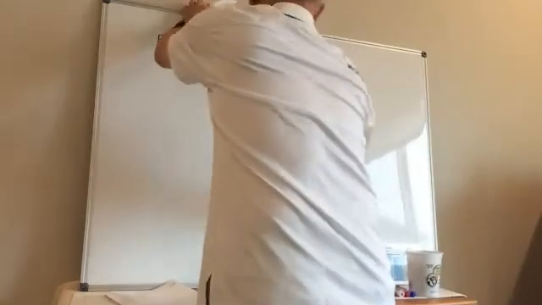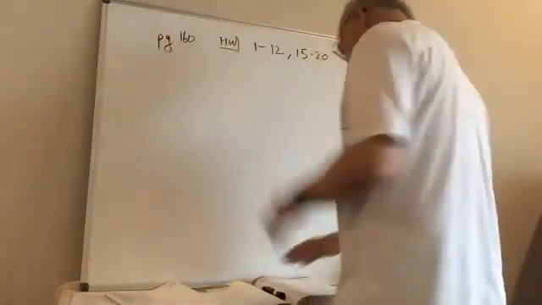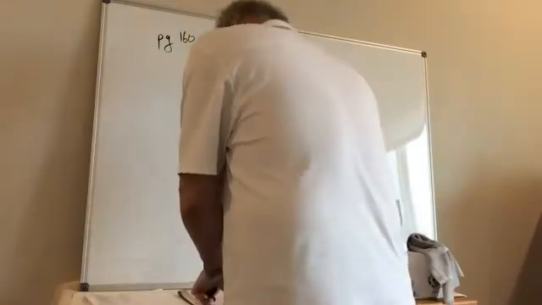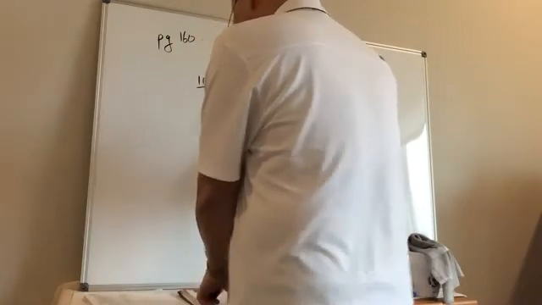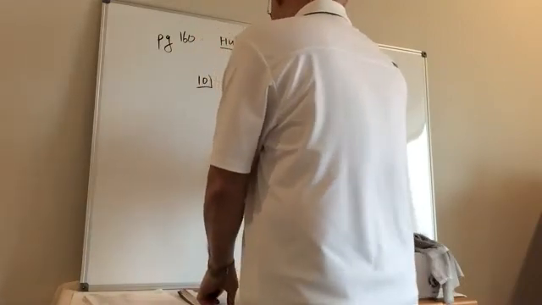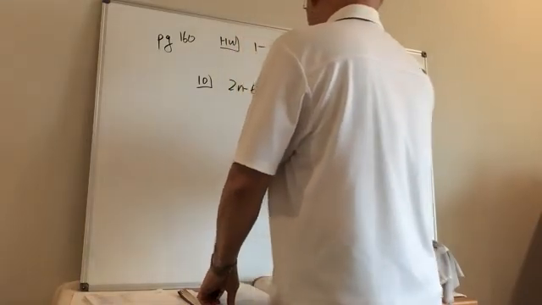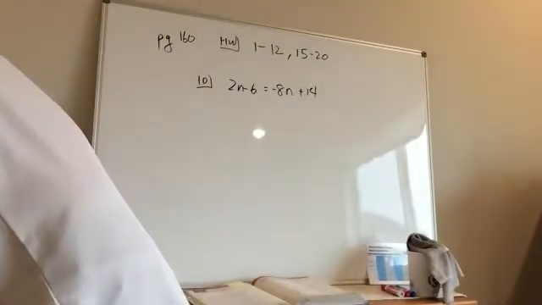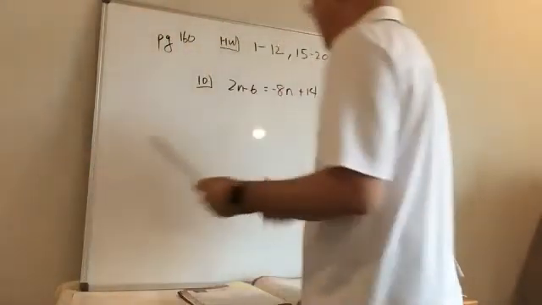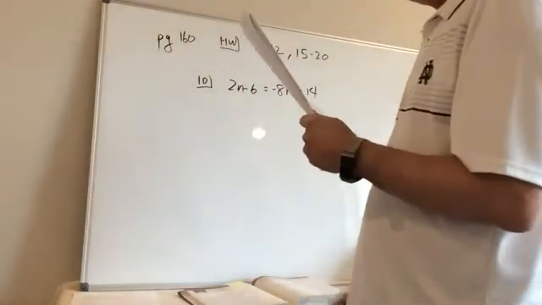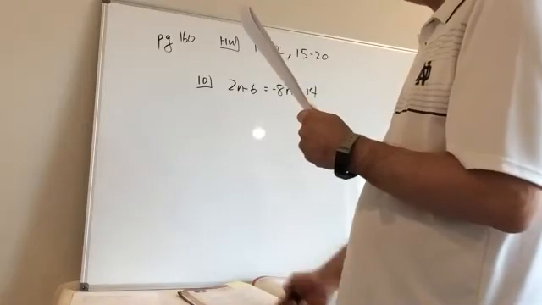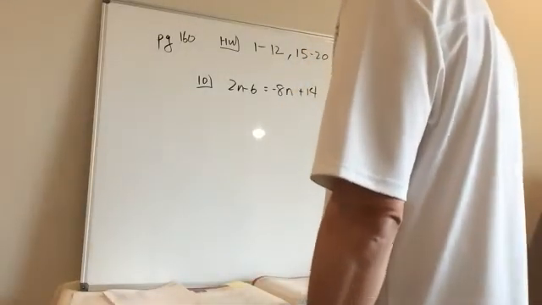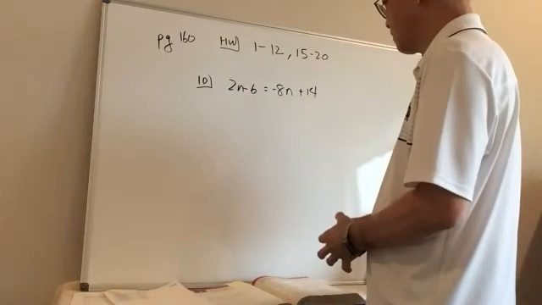All right, so that was number 12. Now let's do number 10. I have 2n minus 6 is equal to negative 8n plus 14. And let's see. Let's pick on Pastor. Pastor, how would I work this? Let me just write it down on the paper.